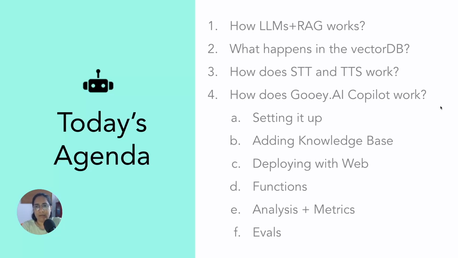We'll understand how LLMs and RAGs work. LLM is large language models and RAG stands for retrieval augmented generation. We'll understand a little bit about what happens in the vector DB. We'll understand speech to text and text to speech, which are important user end requirements. And then eventually we'll figure out how to set up a copilot, add your knowledge base, deploy it on the web, and look at some other details as well, like functions, analysis, etc. We'll learn all of this through the course of our modules, but today is just going to be about the concept and a very basic idea of what the copilot builder looks like.